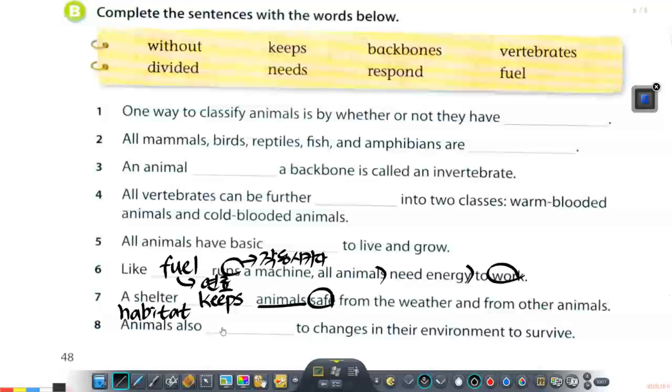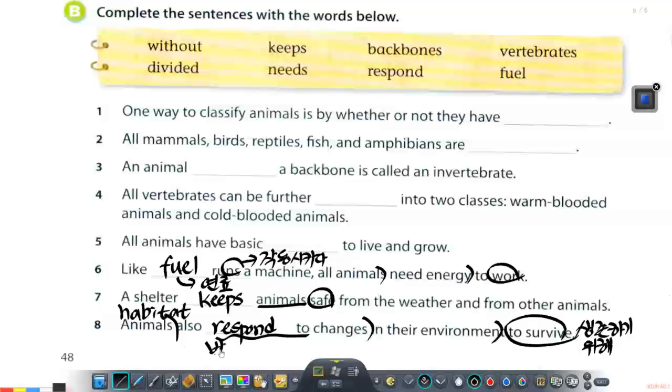Animals also respond. Hey, Eden. Respond means 모든 동물들은 환경의 변화에 반응해서 살아남기 위해. Animals also respond, 반응하다, to changes in the environment. 환경에서 생기는 변화에 반응을 해야 해. Why? It has to survive.